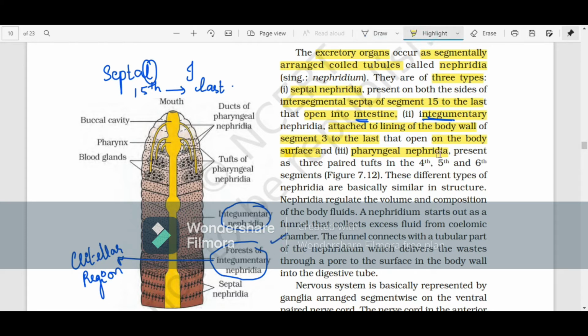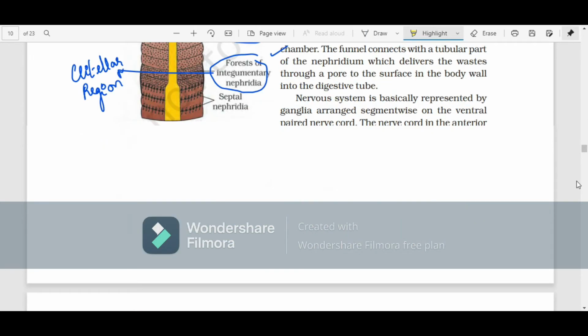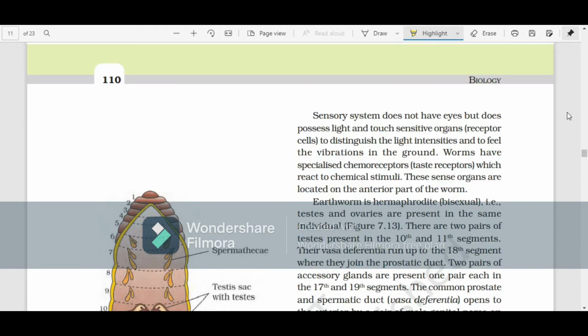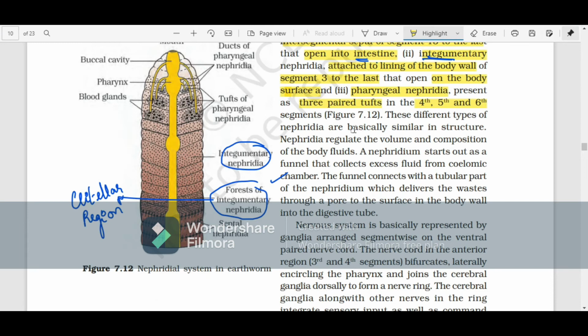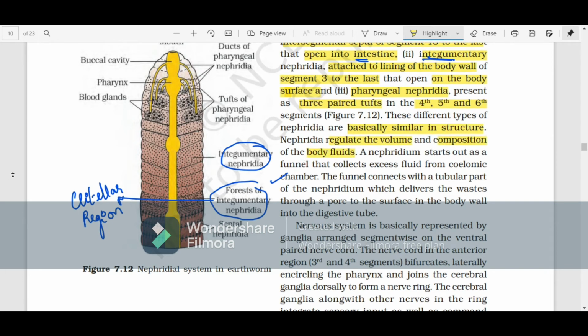Now pharyngeal nephridia is present as three paired tufts in the fourth, fifth, and sixth segments. These different types of nephridia are basically similar in structure, and the nephridia helps in regulating the volume and composition of the body fluids.